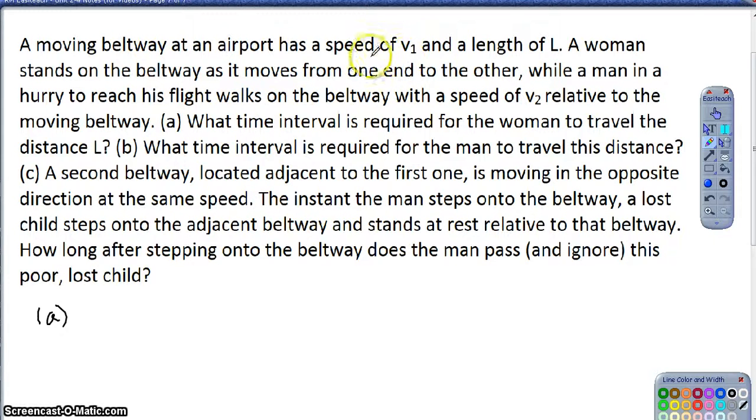So they give us all the measurements. The beltway there is moving at V1. It's a length of L. The woman is standing on it. A guy is walking on it. What time interval is required for the woman to travel the distance L?